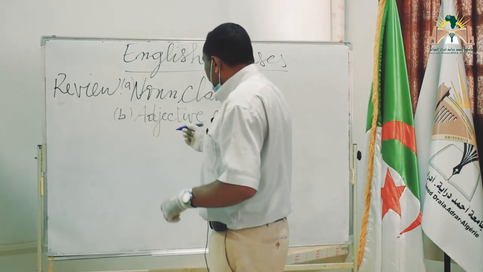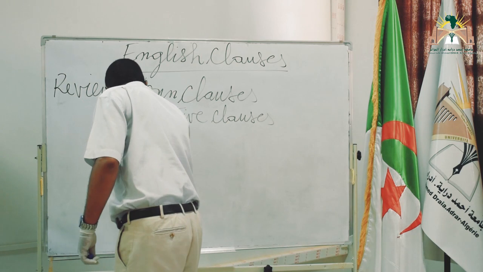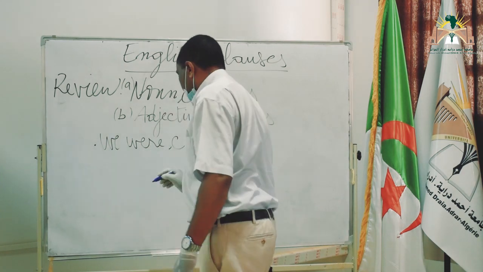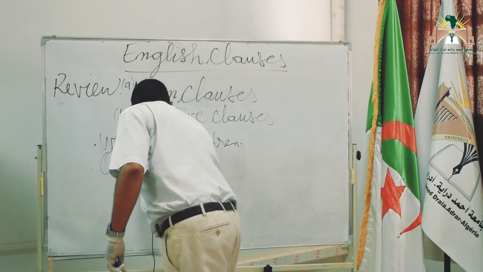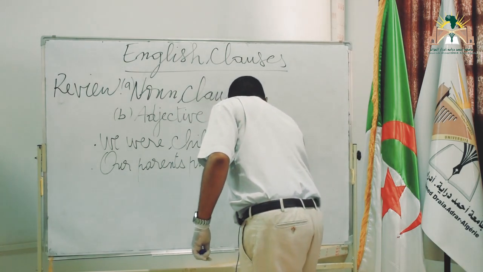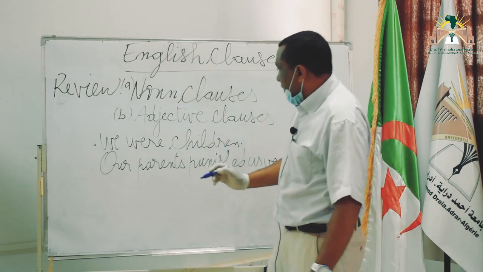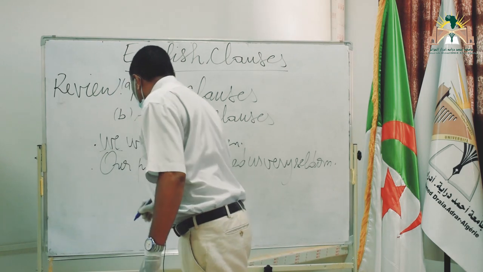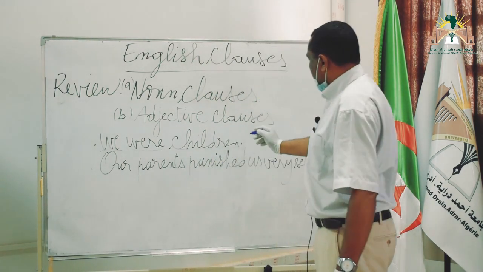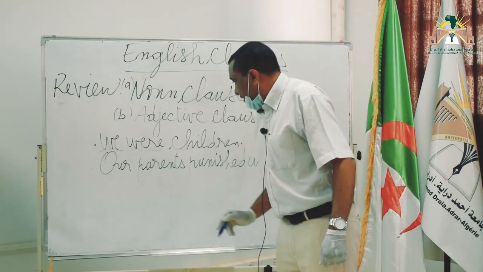Let's consider these two sentences. First, we were children. Our parents punished us very seldom. Let's analyze. Subject, we. Verb or predicate, children. Subject, complement. Okay? This is a linking verb here. The verb to be here is a linking verb.